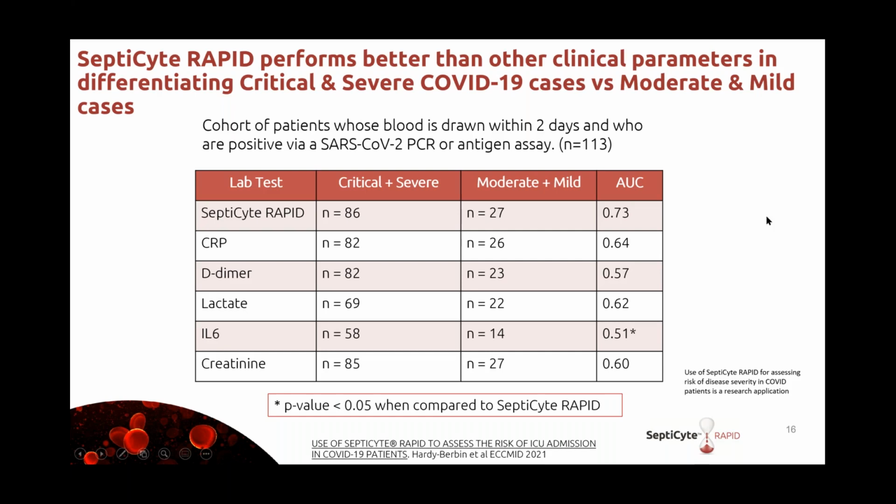There were 113 patients evaluated from the standpoint of what tests separated those with critical severe disease from moderate to mild disease. As can be seen here, SeptiCyte RAPID had an area under the curve presentation of 0.73 compared to all the other tests that were lower than that to differentiate critical disease from moderate and mild disease, suggesting that SeptiCyte RAPID can be used to assess the risk of progression to severe disease much better than anything we have available at the present time.